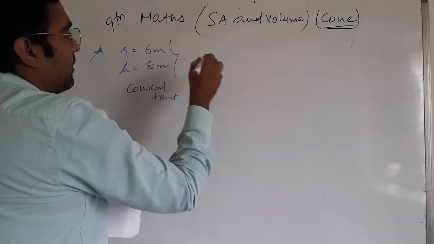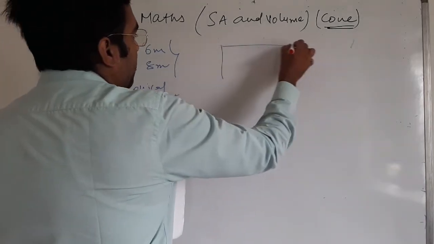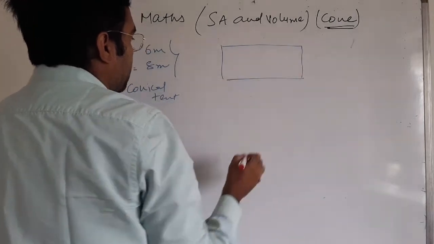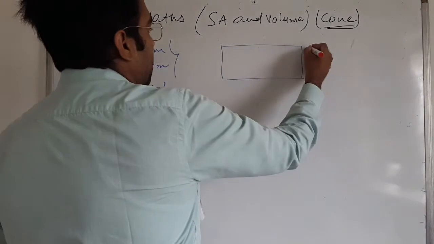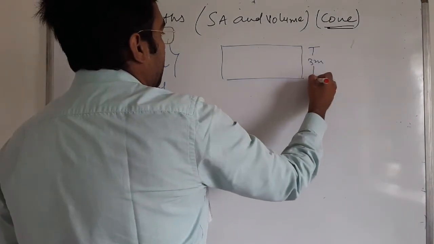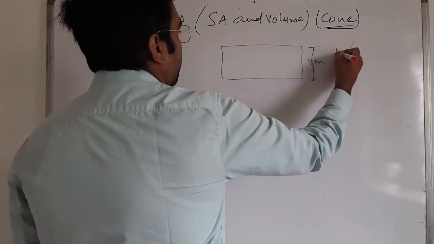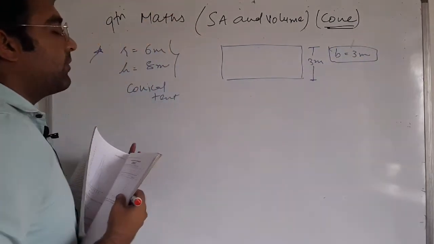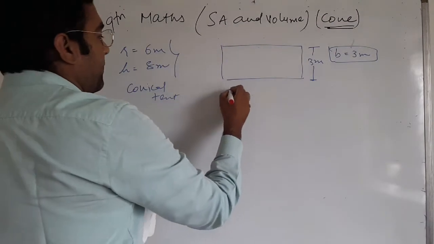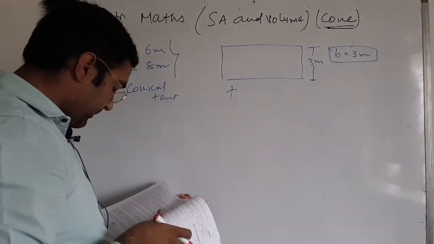Now the dimension of the tarpaulin is given: it is 3 meter wide, the breadth is 3 meter. Okay, this is my tarpaulin.